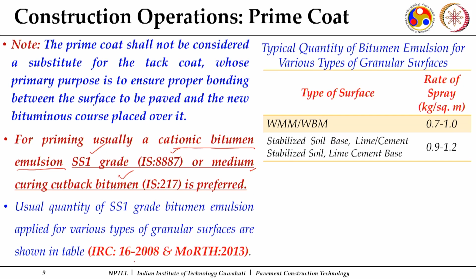Now, this is as per the requirements of IRC 16 and MORTH. It says if we are having a granular course of wet mix macadam (WMM) or water bound macadam, the requirement of the quantity of this emulsion will be around 0.7 to 1 kg per square meter. When it is a different surface, especially a mechanically stabilized soil base or lime cement stabilized soil or lime cement base, then this quantity is 0.9 to 1.2 kg per square meter. This needs to be ensured, that the proper quantity is getting applied. This also needs to be ensured in the field.